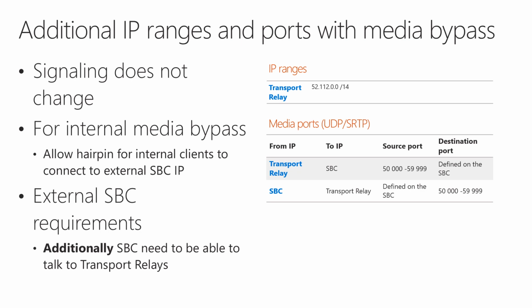For internal media bypass, if you have an internal user wanting to talk to the SBC, you need to allow this hairpin on your firewall so that they can talk to the external IP address of the SBC. For the media ports where the transport relay and the SBC need to communicate, you can find here in the table the required IP ranges and ports. Again, this is in addition to what you have already configured on the slide before.